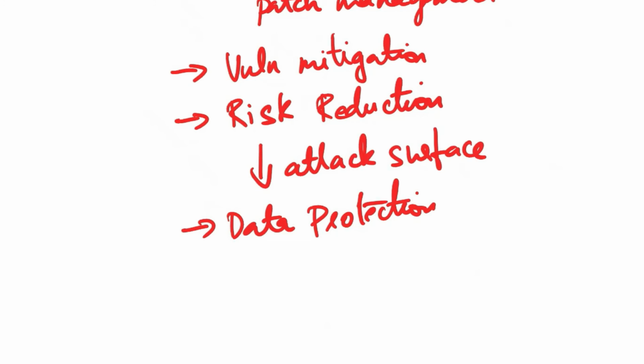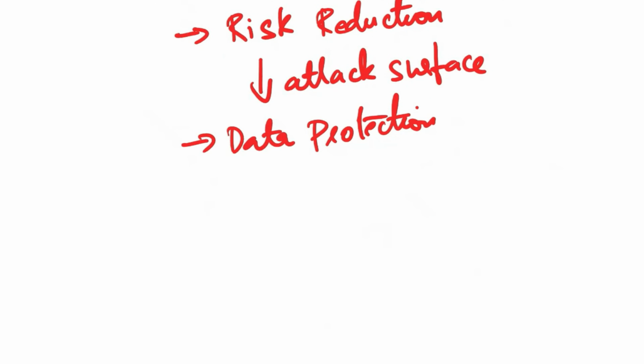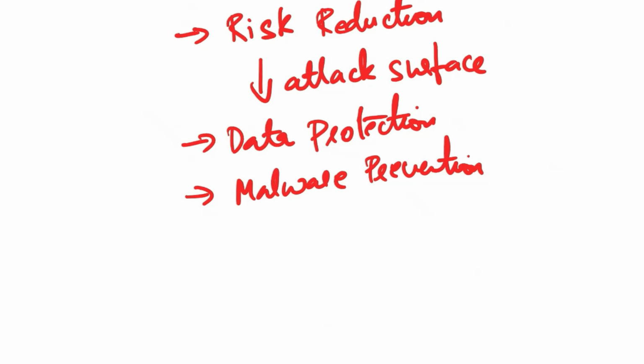Updating software is crucial for protecting sensitive data. When vulnerabilities are exploited, data breaches can occur, potentially leading to the exposure of confidential or private information. Regular updates help prevent data breaches. Next is malware prevention. Outdated software is a common entry point for malware. Attackers often use known vulnerabilities to inject malware into systems. By keeping software up to date, you reduce the risk of malware infections and the potential for system compromise.